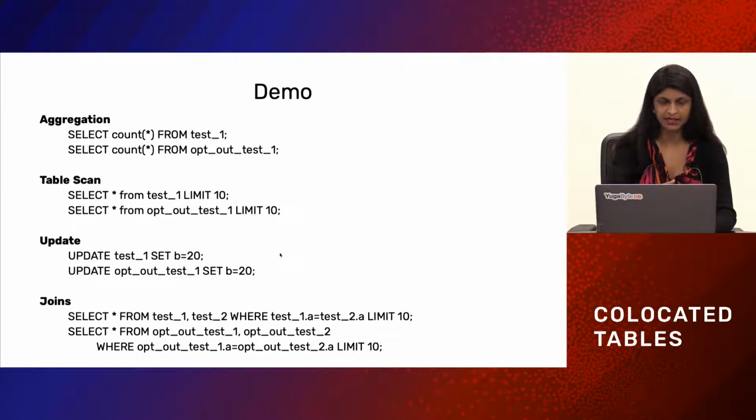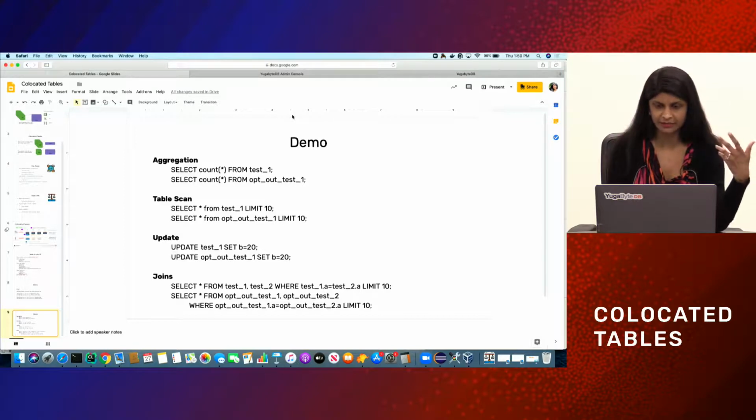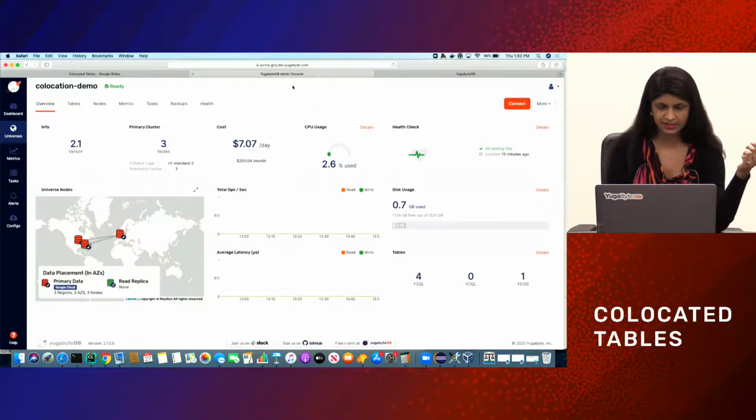So I'm going to run some aggregate queries, simple select count star from table. I'm going to do some table scan queries, show an example of what happens when you write to a single table, and an example of what happens when you're trying to join data from multiple tables. So with that, let's move on to the demo and show you the setup and how to run these queries. This is the cluster that I've created for the demo. This is a geo-distributed cluster. So you have one node that's in Europe, one node that's in US East, and one node that's in US Central.